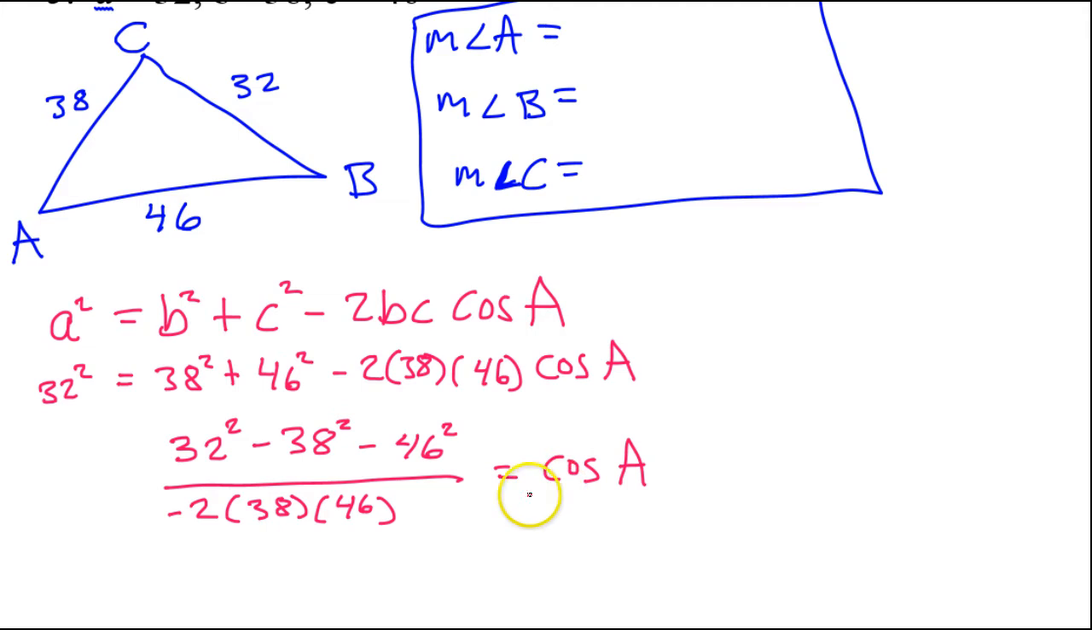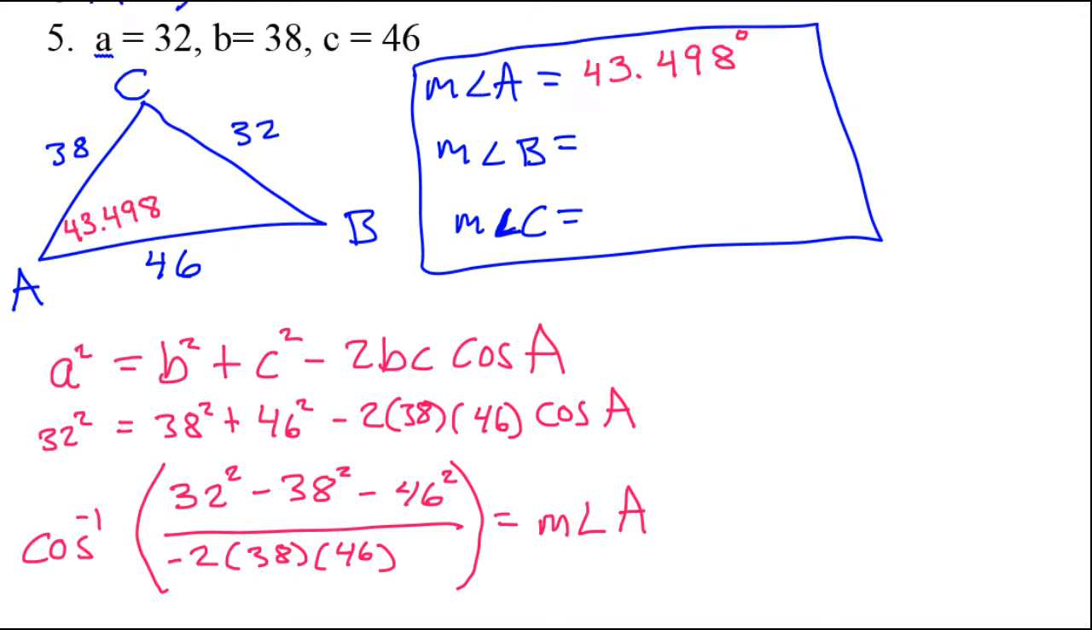Now we don't really want cosine A, we want the measure of angle A. So if we want the measure of angle A, we really need to do the inverse cosine of all of this. And then that will give us the measure of angle A. So go ahead and put all of this in your calculator at once to find the measure of angle A. Alright, so I got 43.498 degrees.